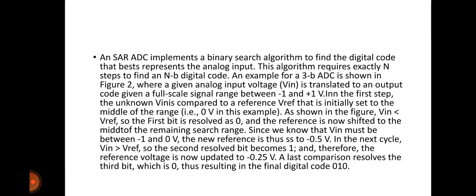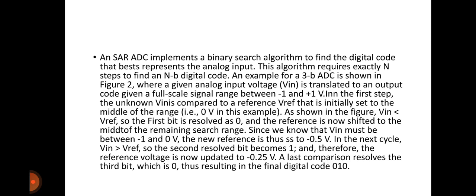In the first step, the unknown Vin is compared to a reference V reference that is initially set to the middle of the range, 0 volts. In this example, as shown in the figure, Vin is less than V reference. So the first bit is resolved as 0 and the reference is now shifted to the mid-top of the remaining search range.